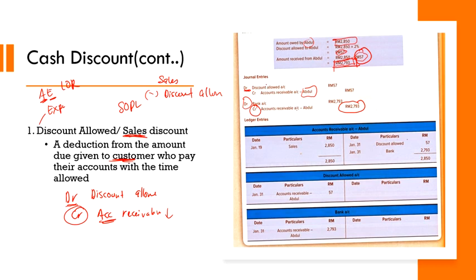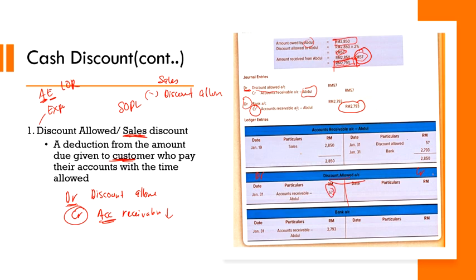Okay, now we have discount allowed. Just draw a T account, title discount allowed. This one is debit, this one is credit. So discount allowed on the debit side. So on the debit side write 31st January. The particulars will be the opposite, right? So account receivable Abdul 57.